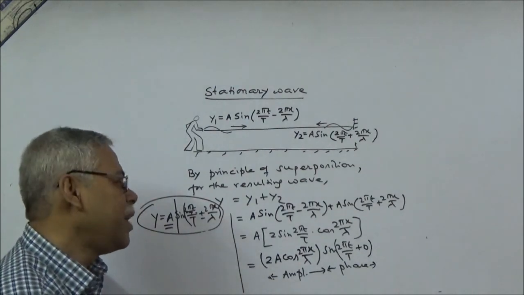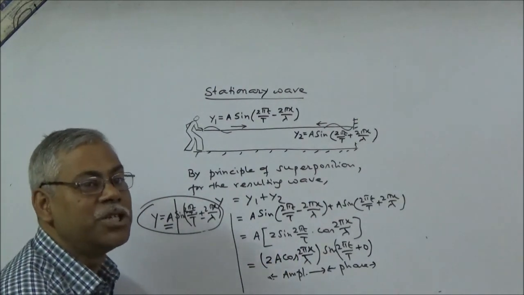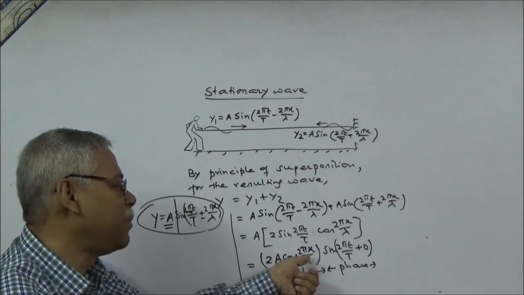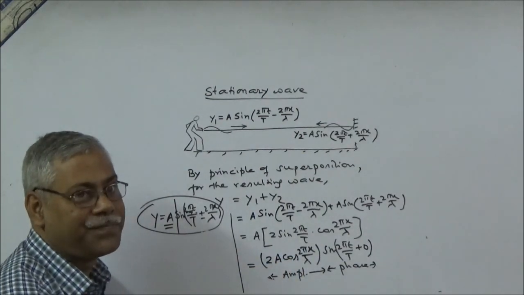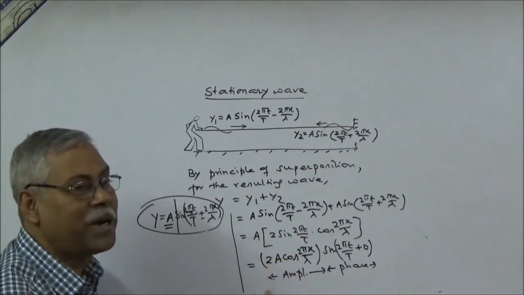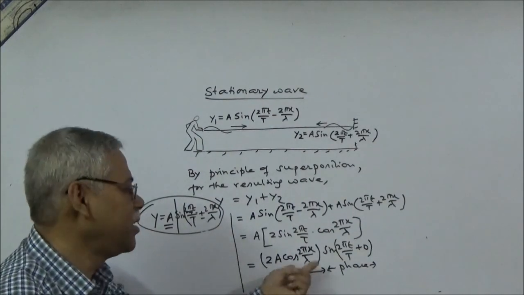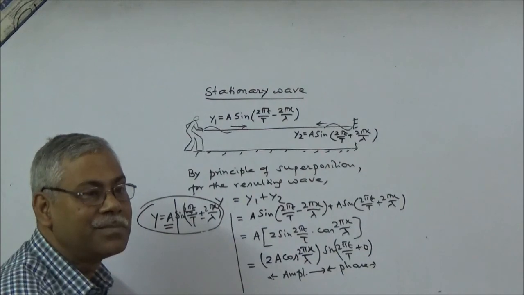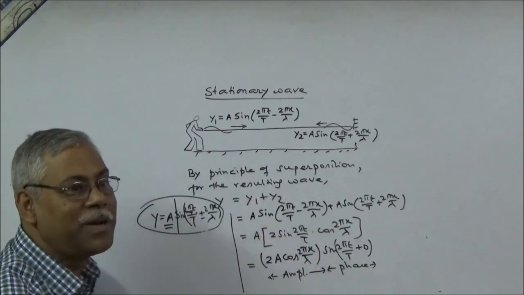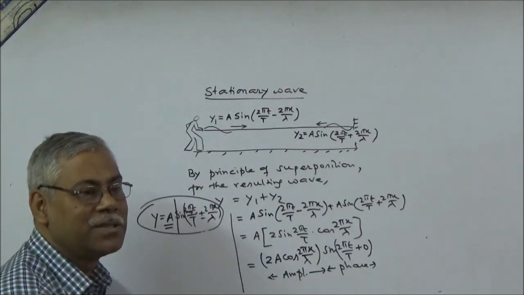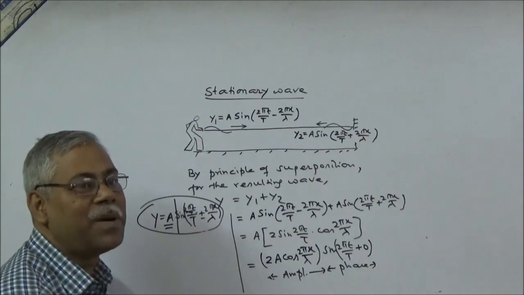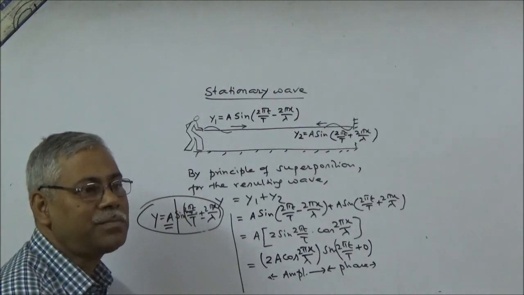So it depends on position. Amplitude of vibration depends on position. If the value of X is such that cos theta is 0, the amplitude of vibration will be 0 and this particle may not vibrate at all. While where the value of X is such that cos theta is 1, it vibrates with maximum amplitude. So it depends on the position. Not all the particles have the same amplitude.